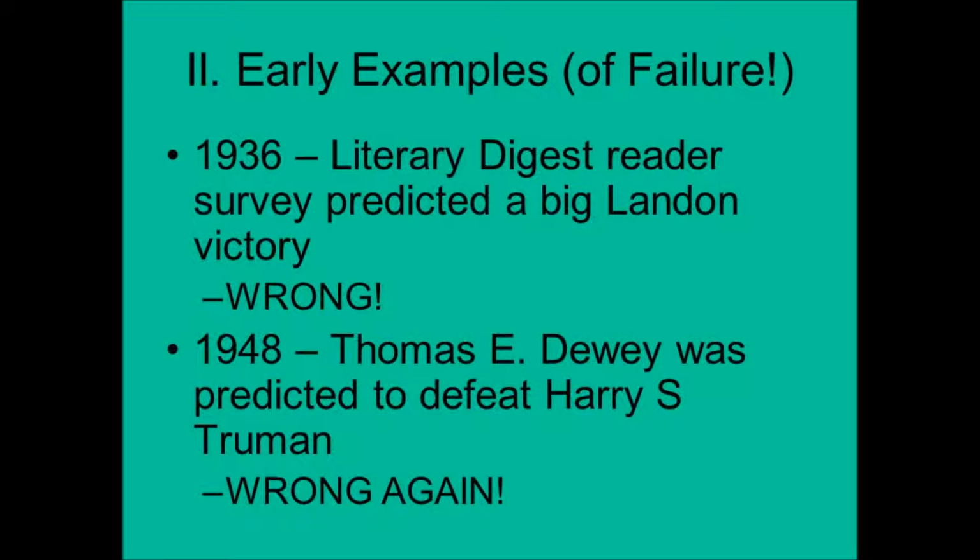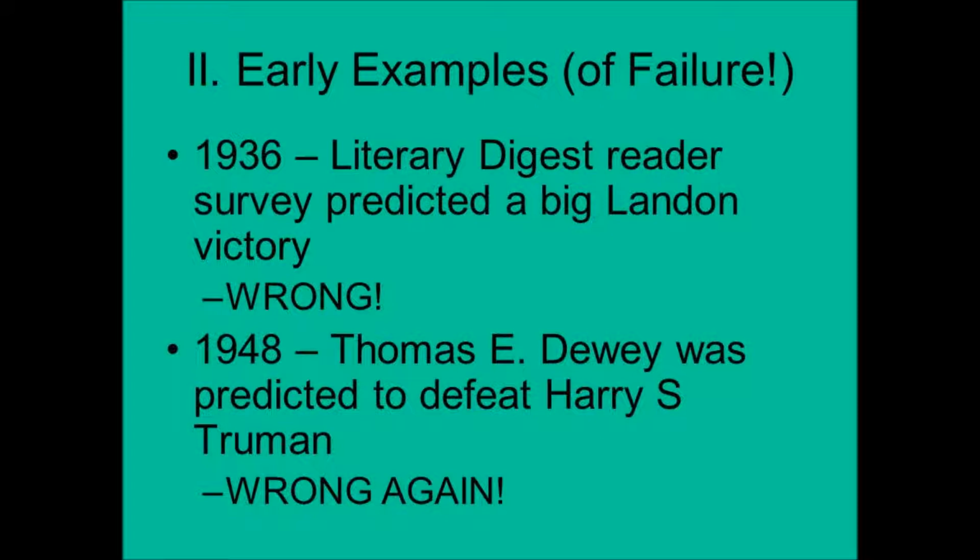And a magazine called the Literary Digest surveyed, notice I said surveyed because they didn't do it very scientifically, and we'll find out what was wrong very soon, surveyed their readers of that magazine, who they were going to vote for, who they thought would win the election. And the results of that survey said that Landon was going to just crush Roosevelt. And of course that turned out to be very wrong.